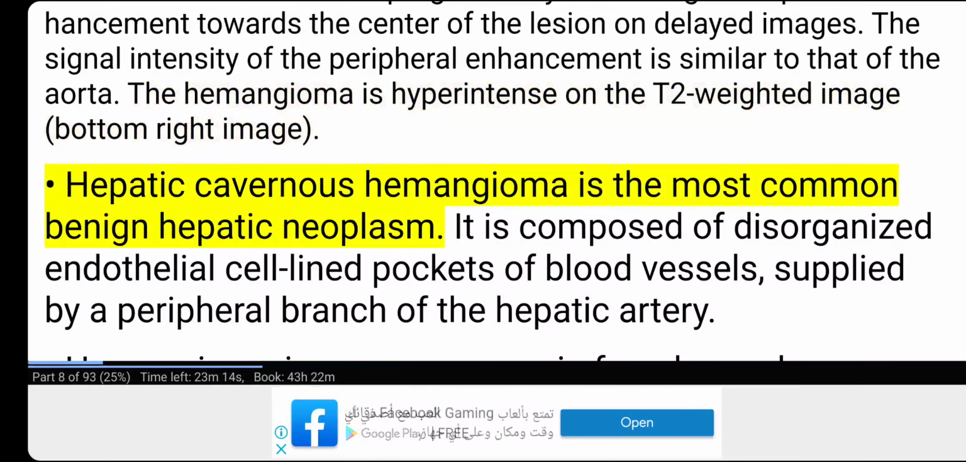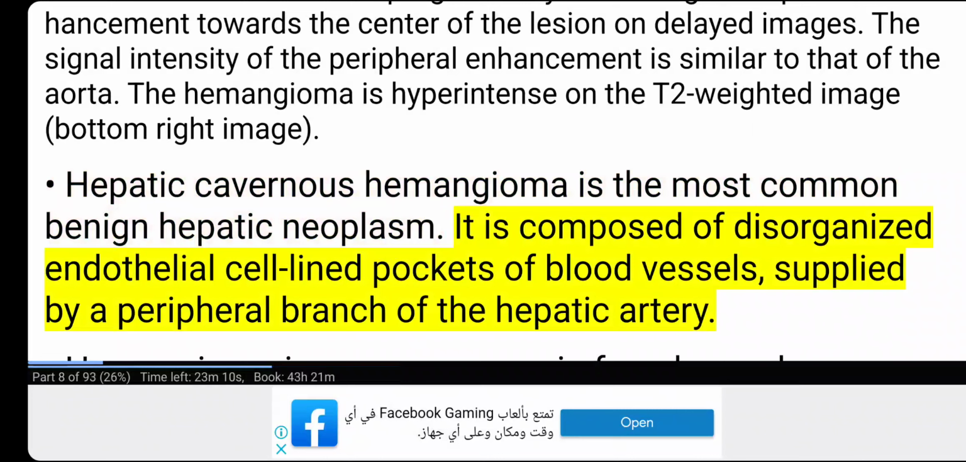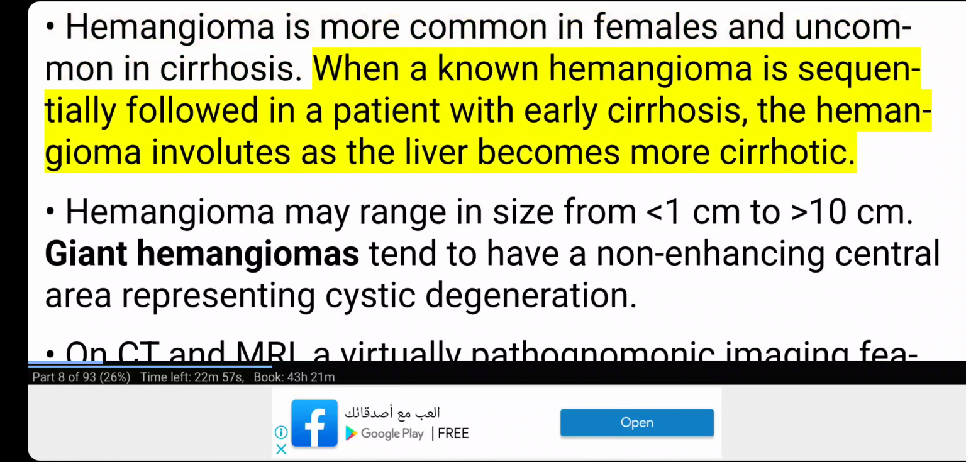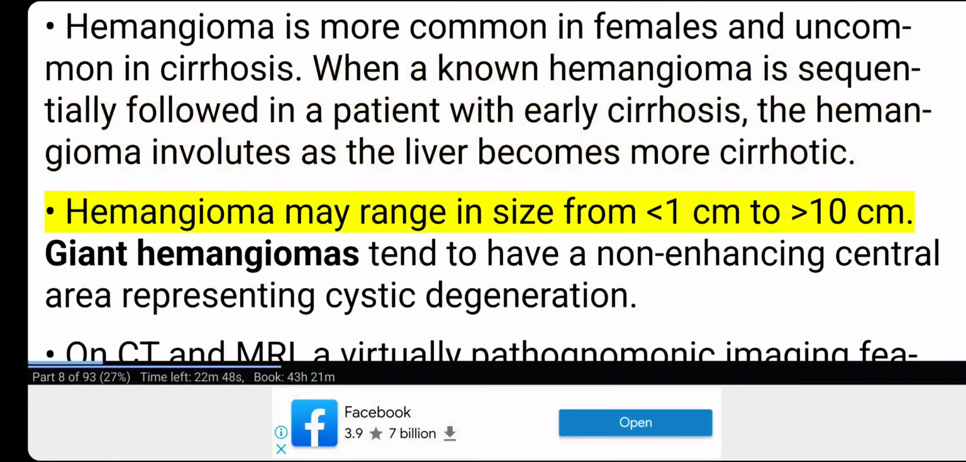Hepatic cavernous hemangioma is the most common benign hepatic neoplasm. It is composed of disorganized endothelial cell-lined pockets of blood vessels, supplied by a peripheral branch of the hepatic artery. Hemangioma is more common in females and uncommon in cirrhosis. When a known hemangioma is sequentially followed in a patient with early cirrhosis, the hemangioma involutes as the liver becomes more cirrhotic. Hemangioma may range in size from less than 1 cm to greater than 10 cm.